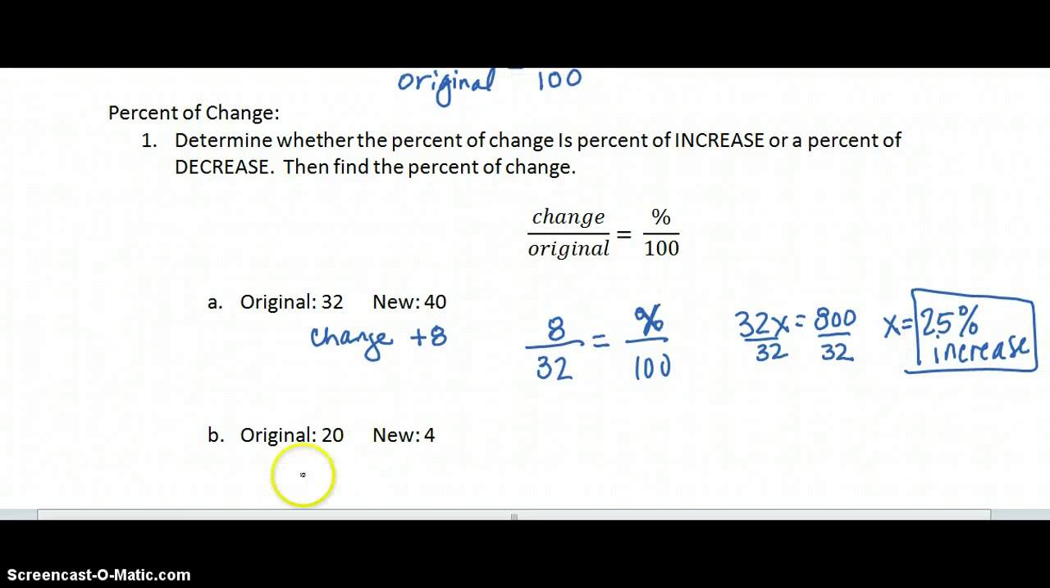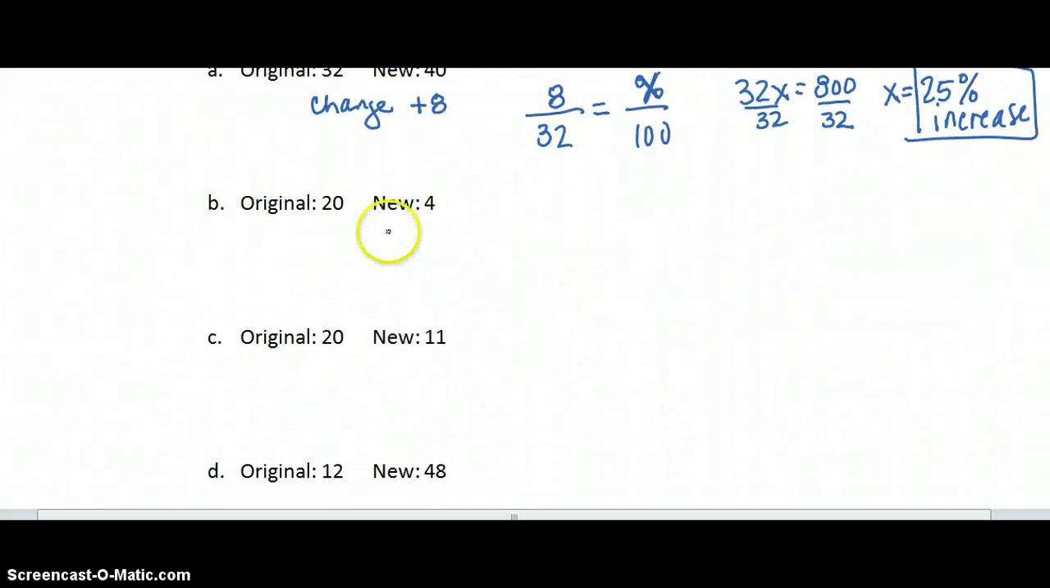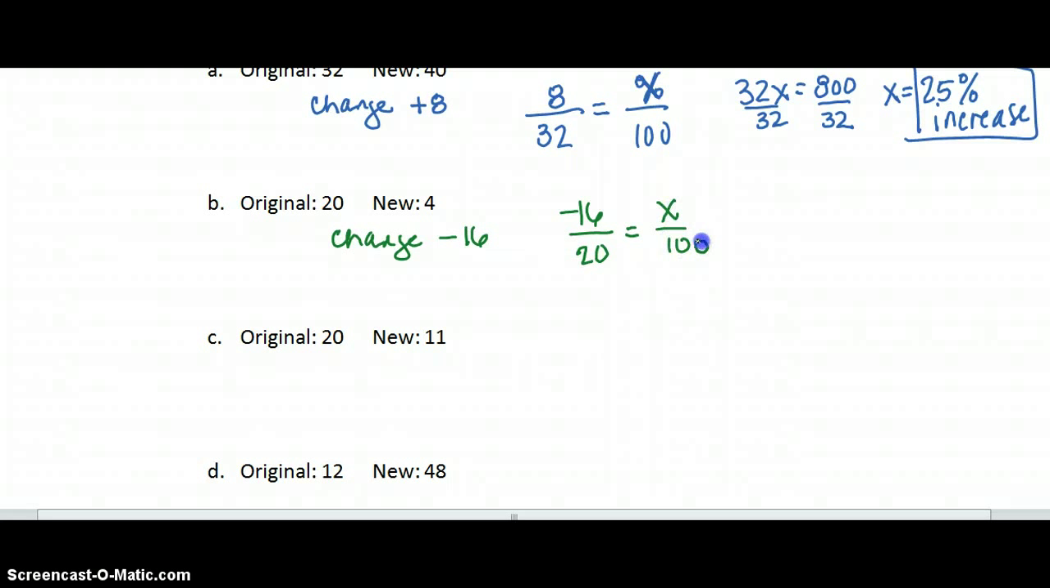Alright, let's do the next one. It went from 20, the original number, to 4. So that's a change of negative. It went down. So 20 minus 4 is 16, so it's a negative 16. Excuse me, our change was negative 16, not our new number. It's the change over the original, and we're trying to figure out what that percentage is.